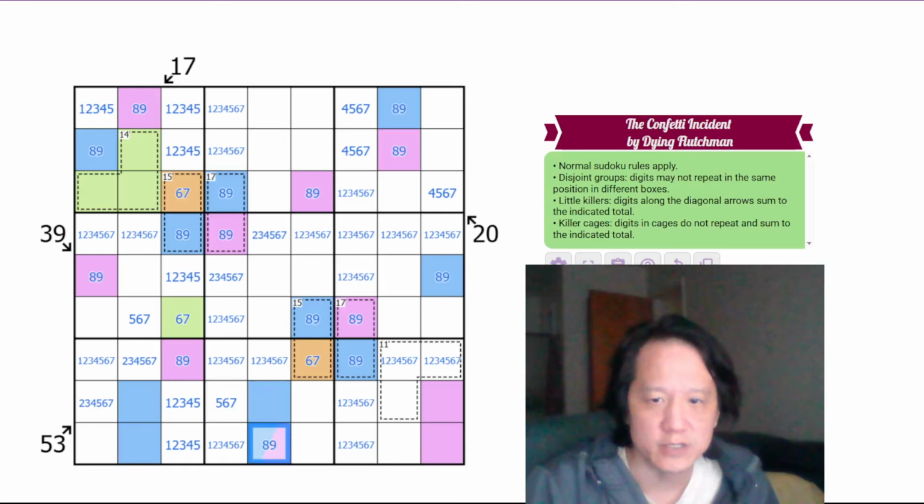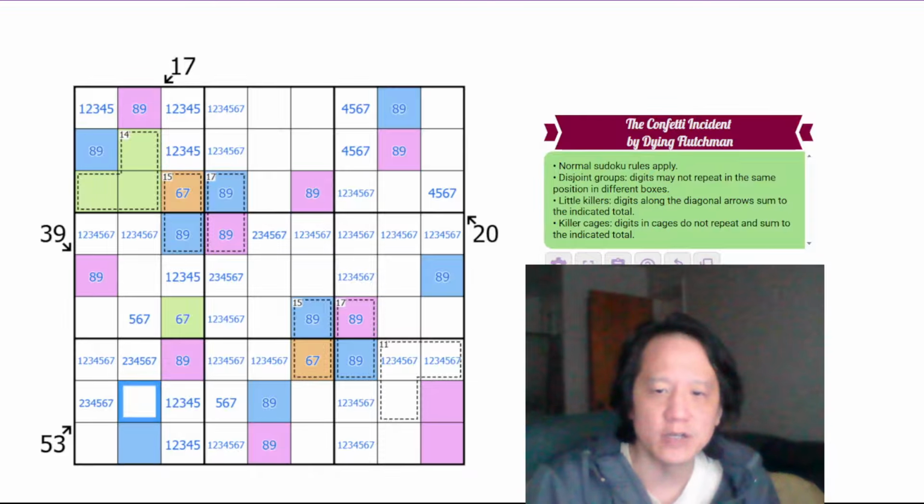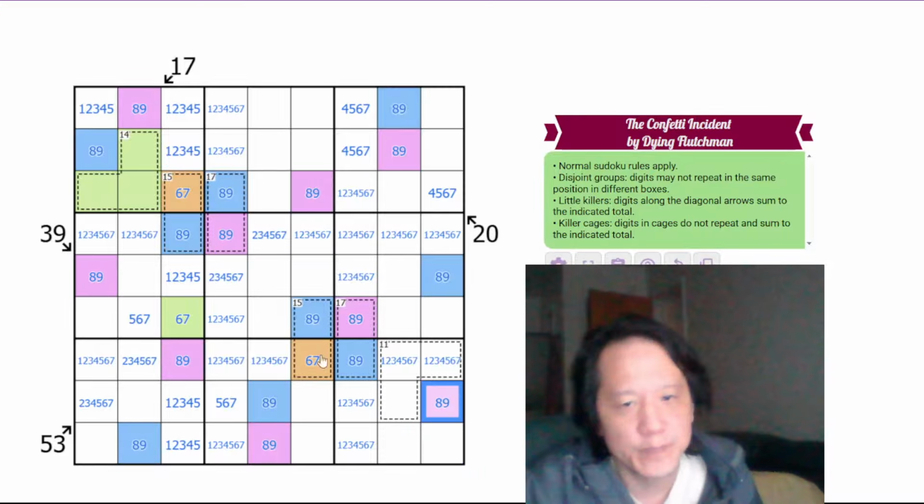This is blue, which makes this pink. So this is blue 8, 9. This can't be blue 8, 9. This has to be blue 8, 9 here. This can't be pink 8, 9, so this is the other pink 8, 9.